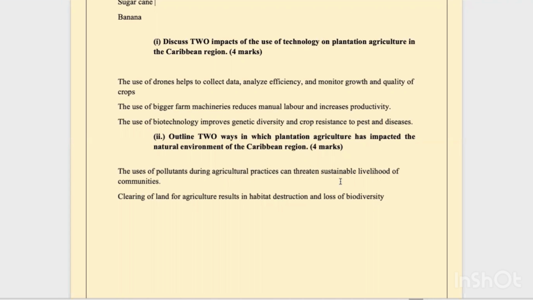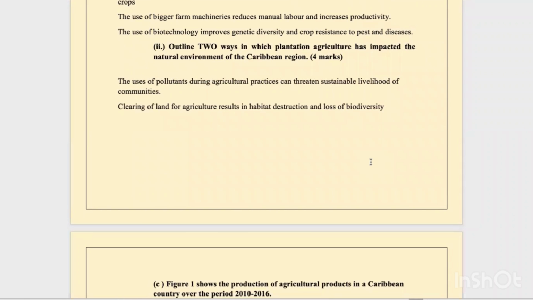So, first things first, and this is for the Jamaican students now, if you have been following up with what's going on in the agricultural industry, you would have recognized that drones are being used now. And with the use of drones, they help to collect data, analyze efficiency, and monitor the growth and quality of crops. Secondly, the use of bigger farm machineries reduces manual labor and increases productivity. And thirdly, the use of biotechnology improves genetic diversity and crop resistance to pests and diseases. Next, outline 2 ways in which plantation agriculture has impacted the natural environment of the Caribbean region.